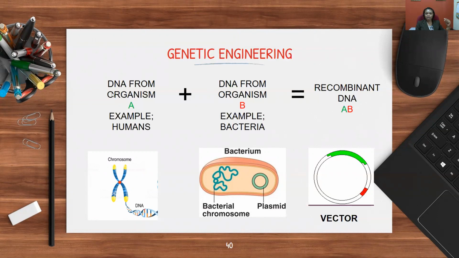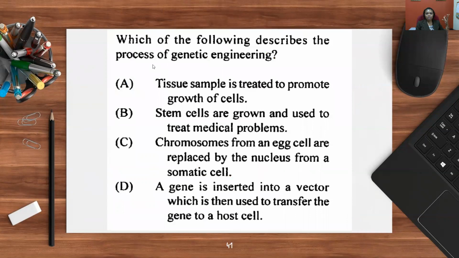So remember, DNA from organism A plus DNA from organism B gives you recombinant DNA, and the vector is the plasmid here, which is the circular DNA found in the bacterium. It's a vector because it's carrying the genetic information, the DNA, that is going to be used to make insulin. In the case of insulin formation, you would take the gene for insulin from humans, place it in the plasmid of the bacteria, and then place it back into the bacterium. And as the bacteria reproduce asexually, they produce more of this gene, which can then be used to make insulin. So let's look at a question.